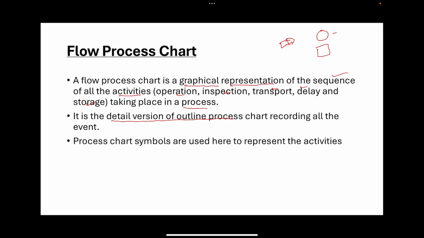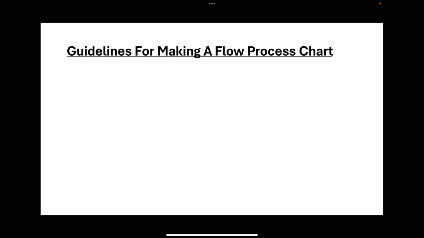Process chart symbols are used here to represent the activities. So these are the elements of work. That is, totally you have 5 elements of work: operation, inspection, delay, transport, etc. We will see them in detail.